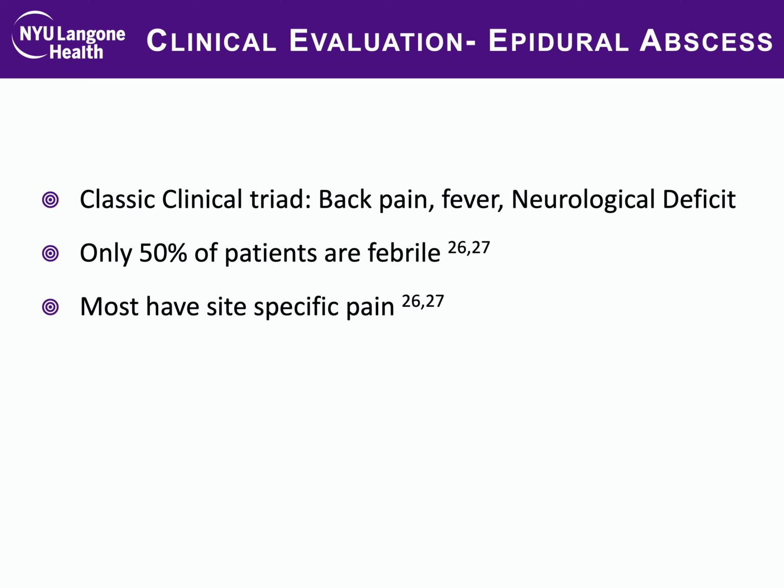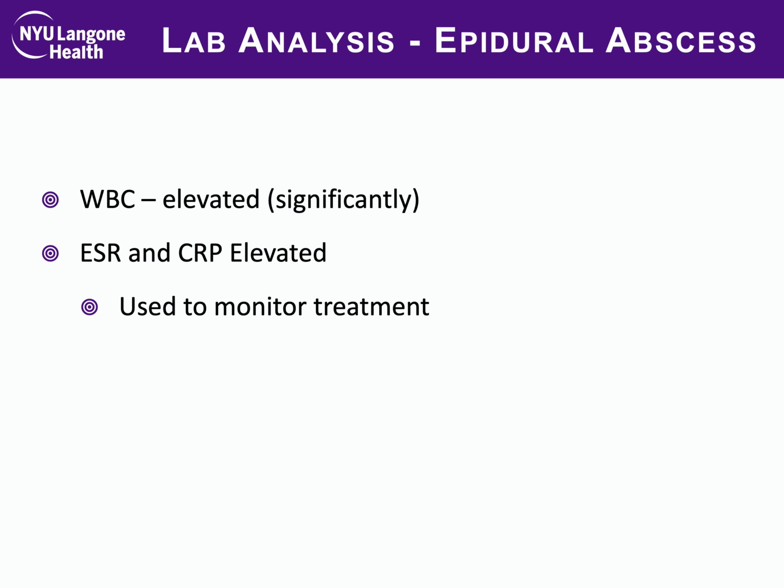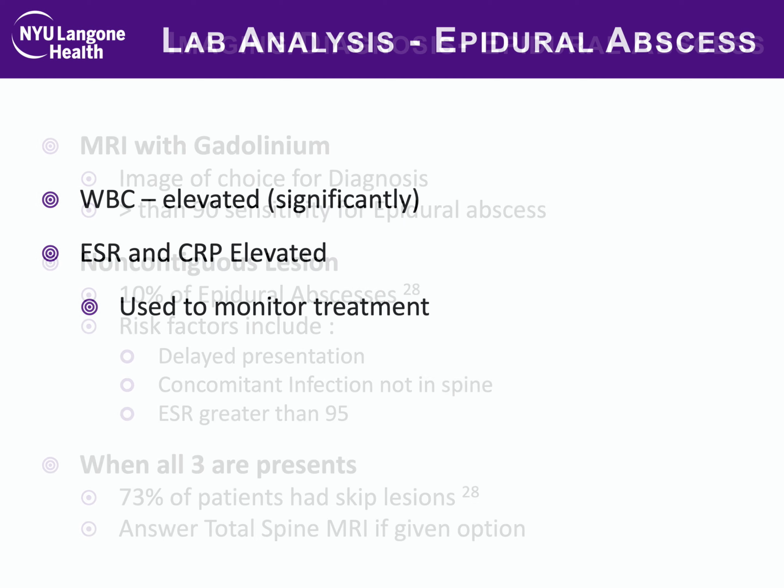Only 50% of these patients are febrile in retrospective studies. Most have site-specific pain. The white blood cell count is usually significantly elevated, and the 3 that I've taken to the OR as an attending all have had white counts greater than 20. ESR and CRP will also be elevated. They should be used to monitor treatment.